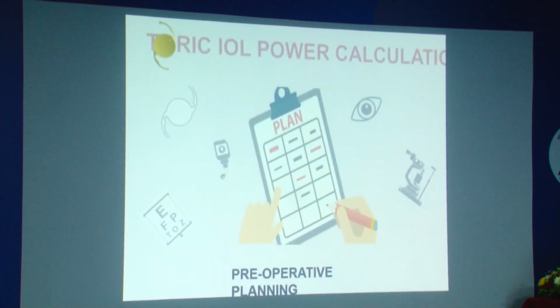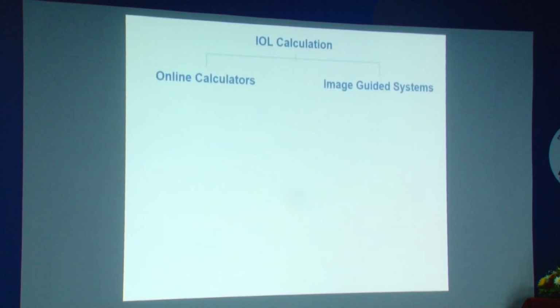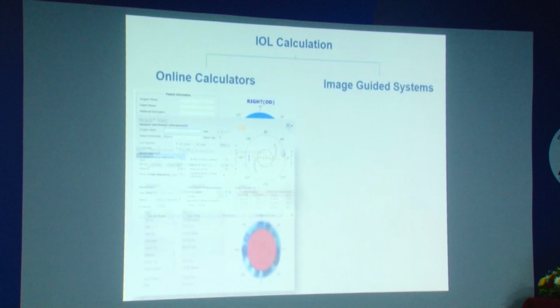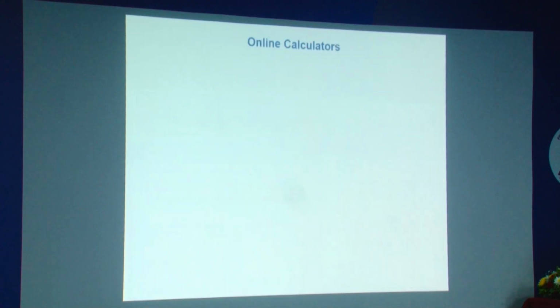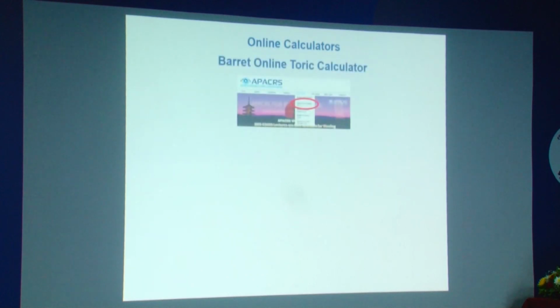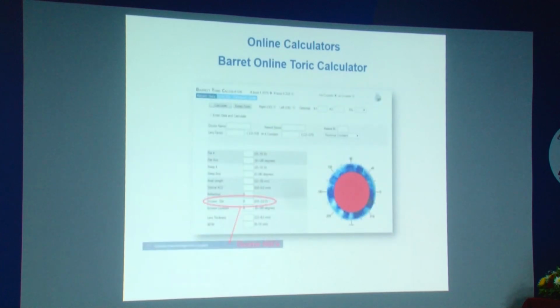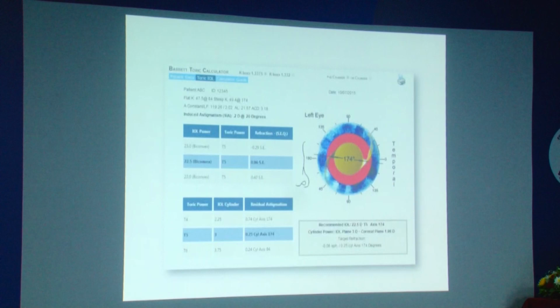Coming to the toric IOL power calculation in the preoperative planning, we can either use the online calculators or you can use an image guided system depending on what is available. It's not necessary that everyone should use an image guided system. The most commonly and widely used toric calculator is the Barrett online calculator. So this takes into consideration the posterior corneal curvature, it takes into consideration the ELP, and finally it gives you the toric model of the lens as well as the power of the lens.